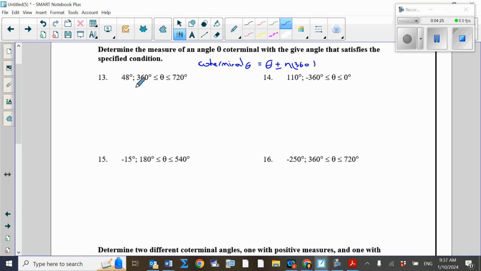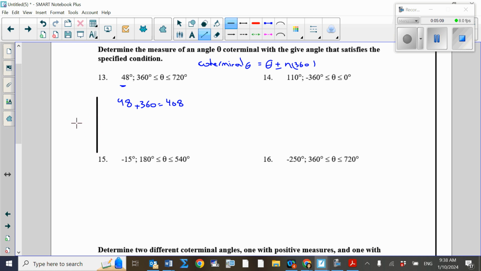Okay, so here we're going to try finding the coterminal for this one. The angle is 48. So for 48, we need to see if we add 360 to that, what is going to happen? So 48 plus 360 will be 408. And as you see, this value is between 360 and 720, so it's acceptable. So we can accept this as a coterminal angle.